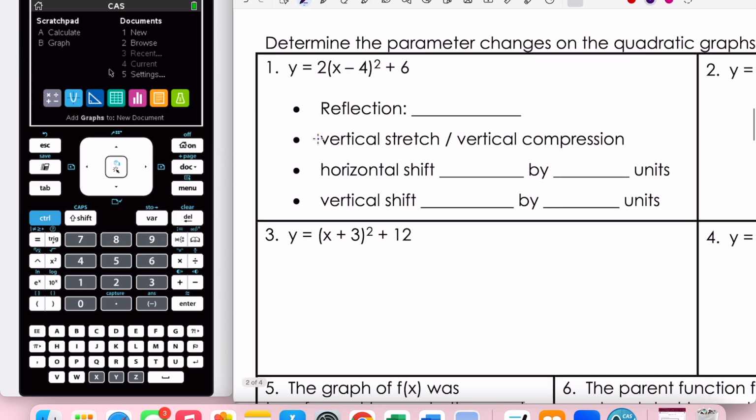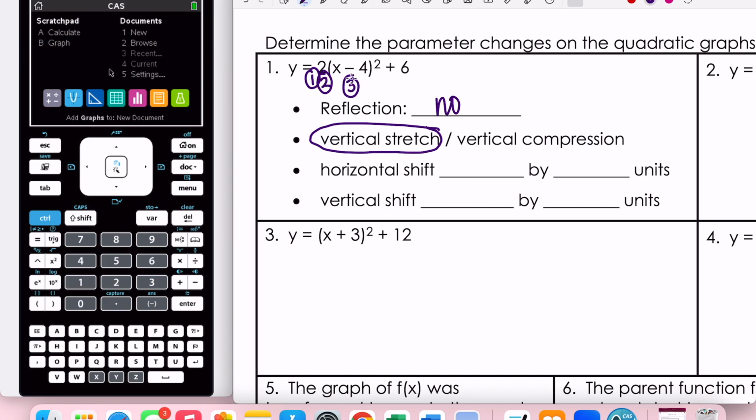So again, first we want to look at the sign in front of a. And here a is positive. So that means that there would be no reflection. Then we want to look at the value of a. In this case, the value of a is 2. And since the value of a is 2, that tells us that this is a vertical stretch. My graph will become more narrow.